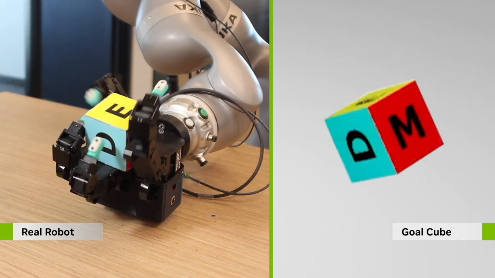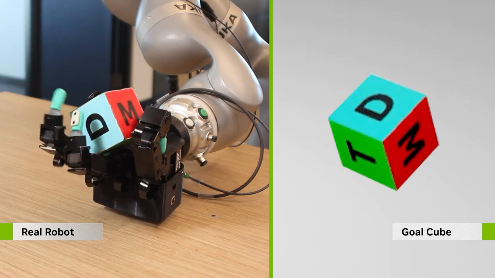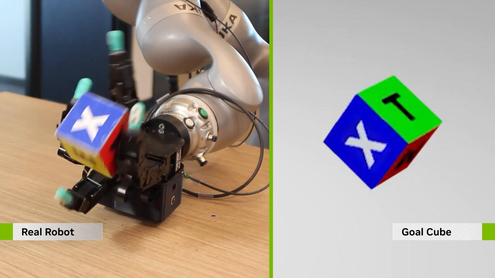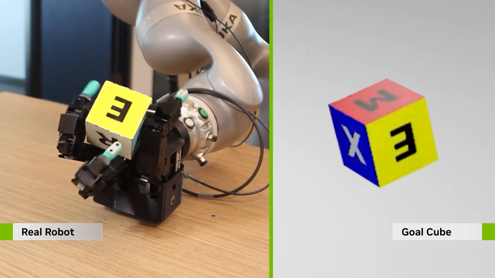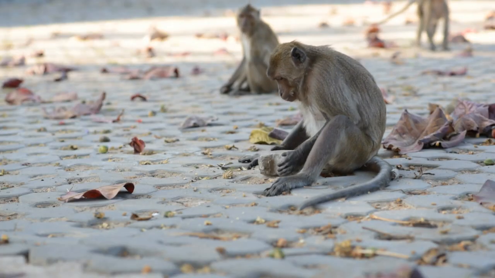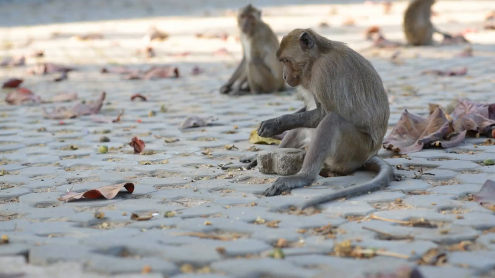In this example, the robot's goal is to move the cube to the target position. Every time it succeeds, the target changes. This kind of agile manipulation is a really hard problem. How hard is it? If we look to the animal kingdom, only a few species have mastered it.